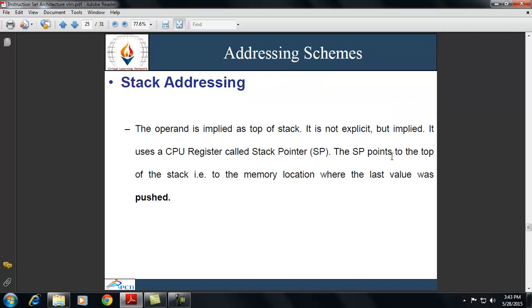After the displacement addressing, the next one is stack addressing. In this addressing scheme, the operand is implied as top of the stack. It is not explicit but implied. It uses the CPU register called stack pointer, which points to the top of the stack, that is, to the memory location where the last value was pushed. A stack provides a sort of indirect addressing and indexed addressing, and this is not a very common addressing scheme.